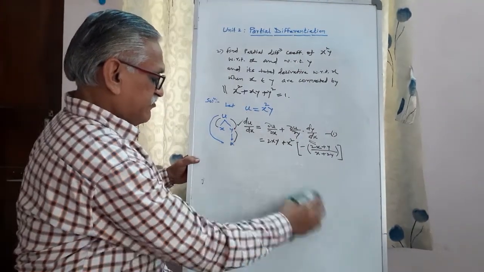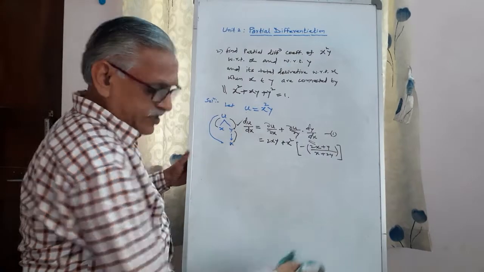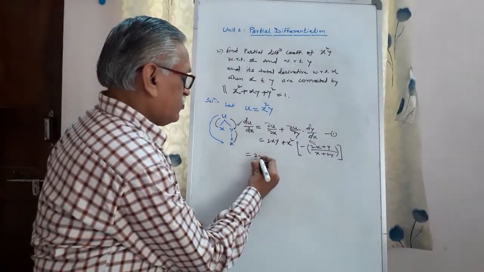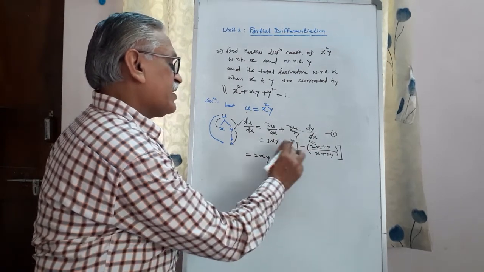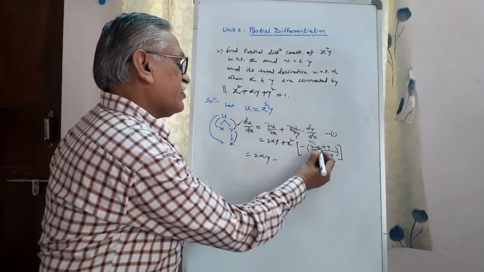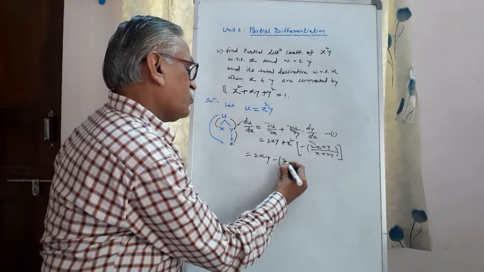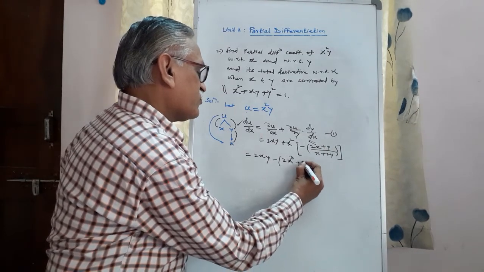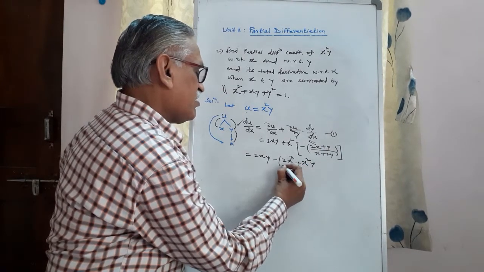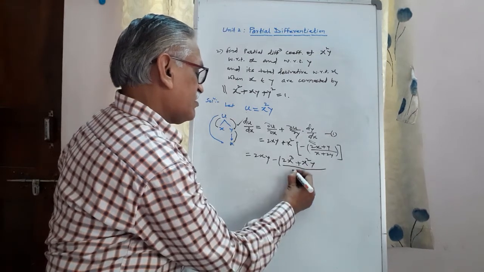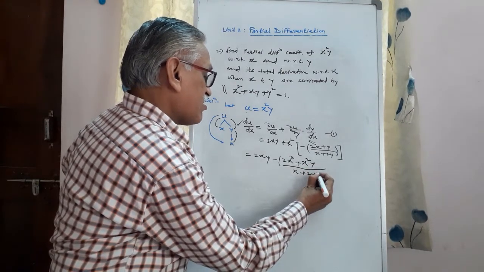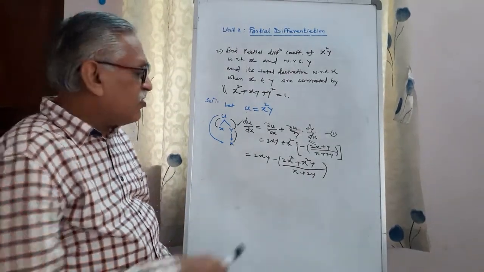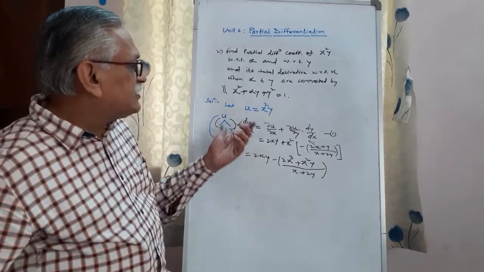Multiplying it inside, we get its value as 2xy as it is. Multiplying here, it becomes minus x square into this, it is 2x cube. This into this, it is x square y, and whole divided by x plus 2y. Okay, this is the required total derivative of u with respect to x. This is the second type of problem.